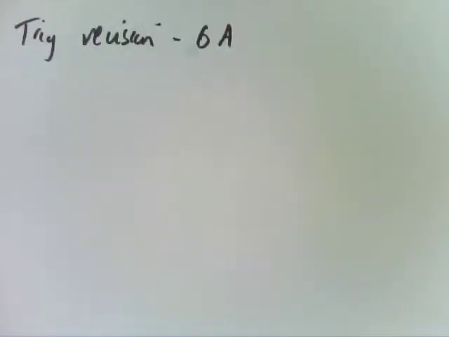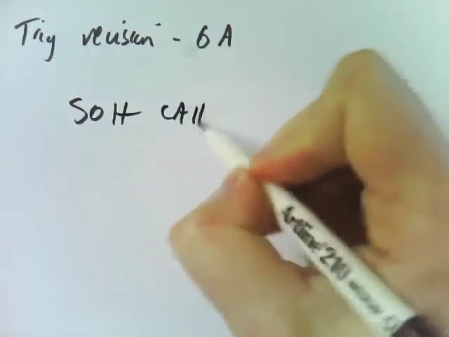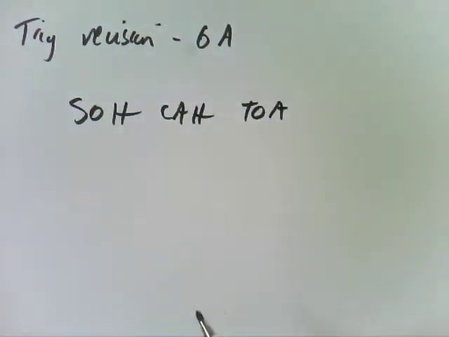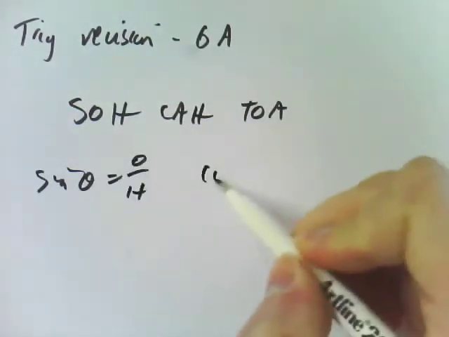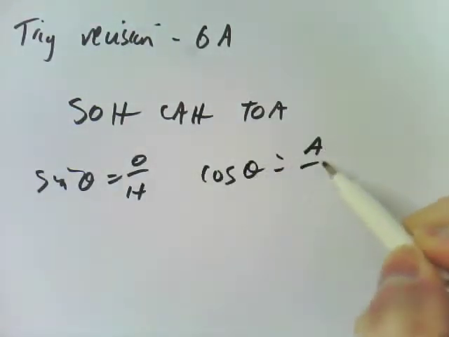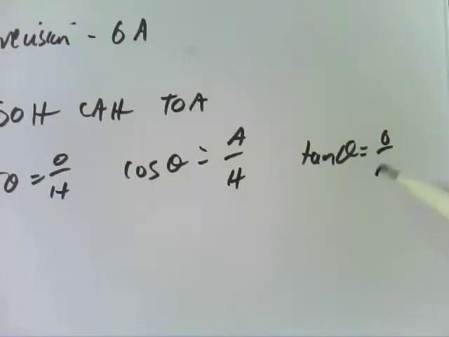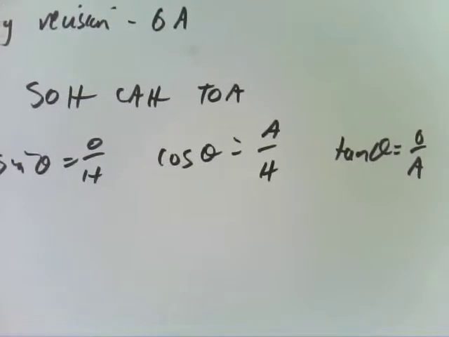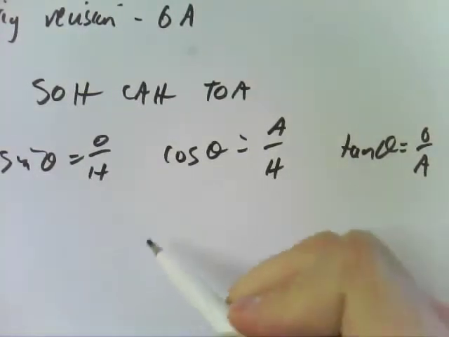All right, so trig revision, the basic thing you need to remember is SOHCAHTOA, okay, where sine theta equals O over H, cos theta equals A over H, and tan theta equals O over A. So SOHCAHTOA is what you need to remember. To give you a reminder, this is for right angle triangles only.